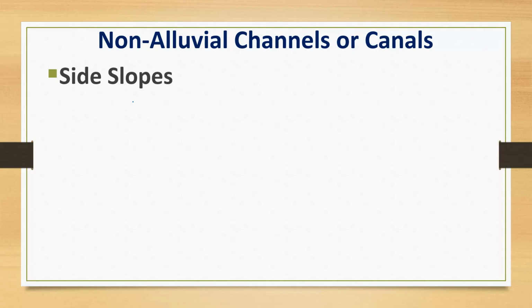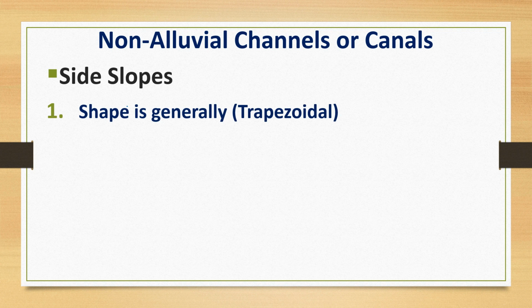And next is the criteria to set the side slope of the channel. First thing here is the shape. The shape of the non-alluvial channel is generally trapezoidal. So we take mostly the shape of the channel as trapezoidal, but we can also adopt the shape of the channel as rectangular. But as they are natural sources of water or natural terrains or natural channels which are used to take water from one point to another, from upstream to downstream, they generally take the trapezoidal shape, which is a natural shape.